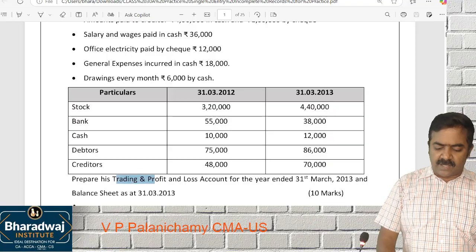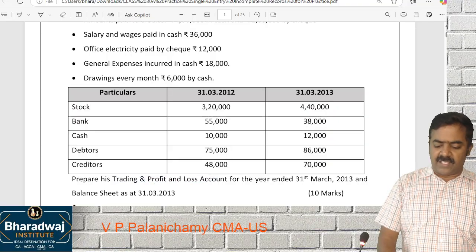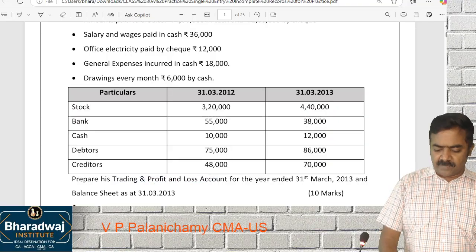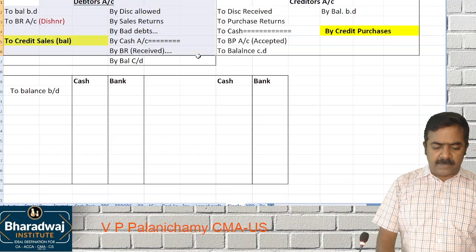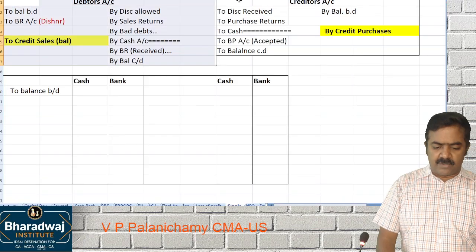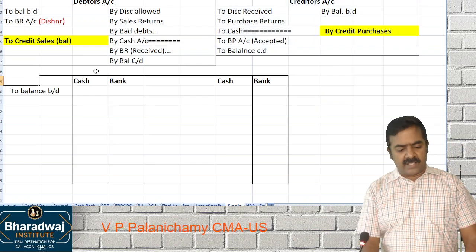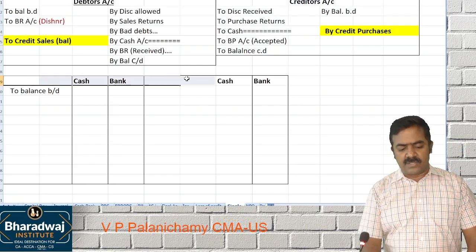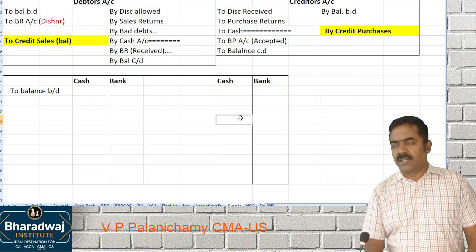They asked us to prepare the trading and P&L account and a balance sheet. It was a 10 marks question. We have to prepare the debtors account, the creditors account, and then the cash book with two columns, a cash column and a bank column.